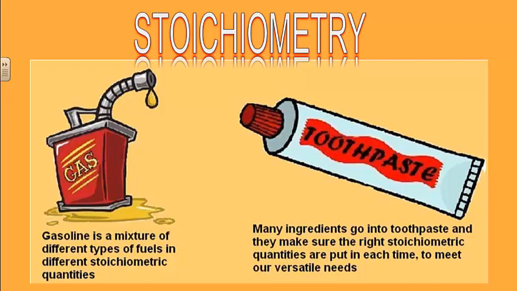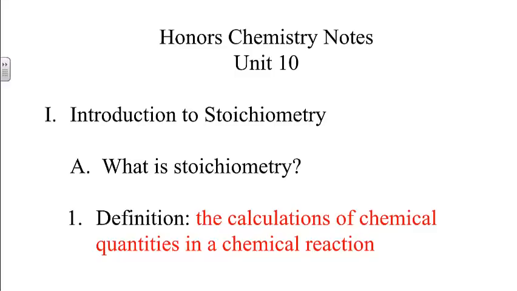With toothpaste, also, there's a lot of different ingredients. You want to make sure that, again, you get the right quantities of everything. So that's what stoichiometry is about. It's about getting the right quantities. So by definition, stoichiometry is the calculations of chemical quantities in a chemical reaction.